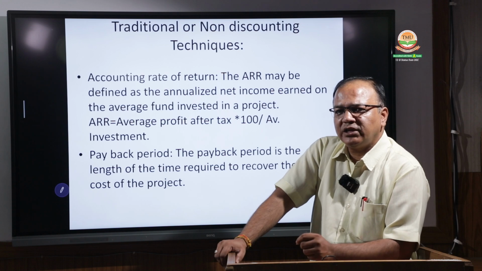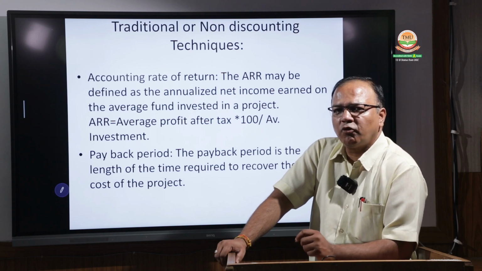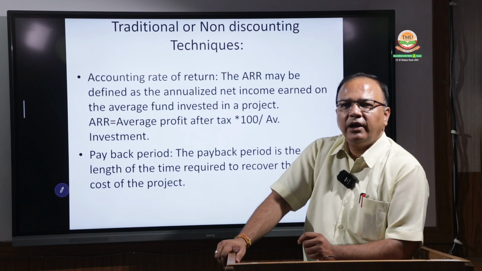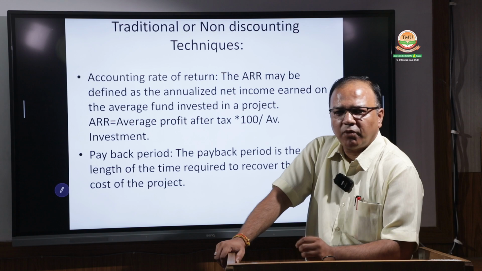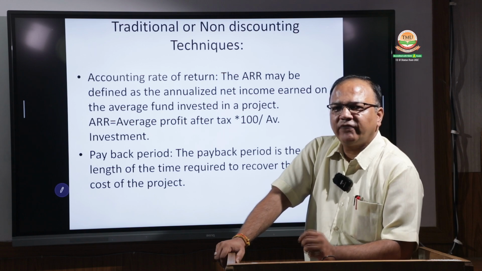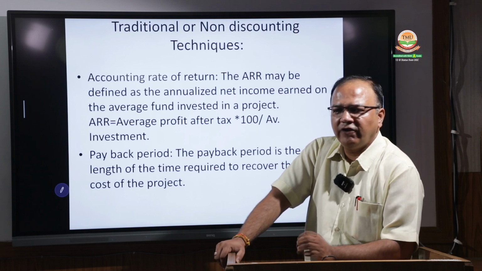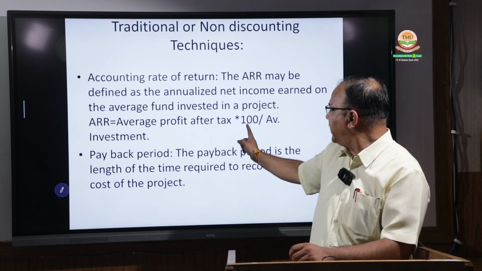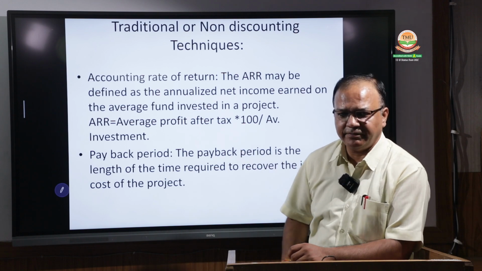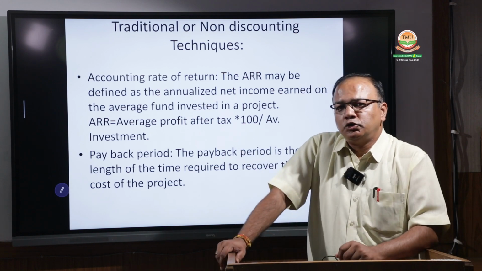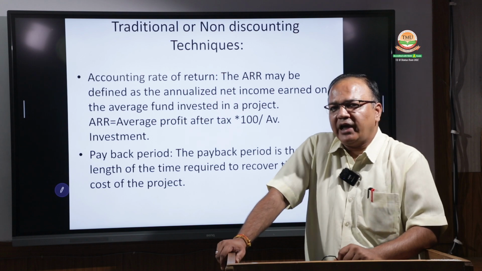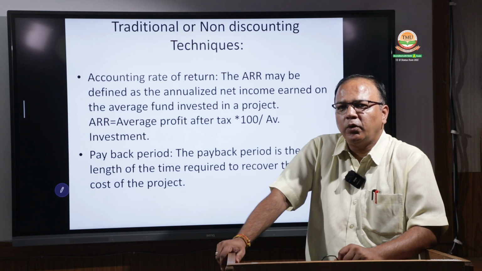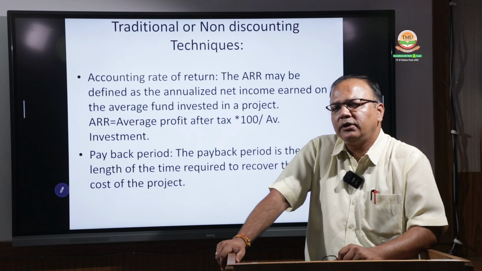Now, first of all, you have to check the amount of profit. Suppose the amount of profit is rupees 20 lakh. Now what will be the rate of return? It will be average profit after tax into 100 divided by average investment. So if average profit is rupees 20 lakh, you have to divide by rupees 1 crore into 100. It will be around 20%.